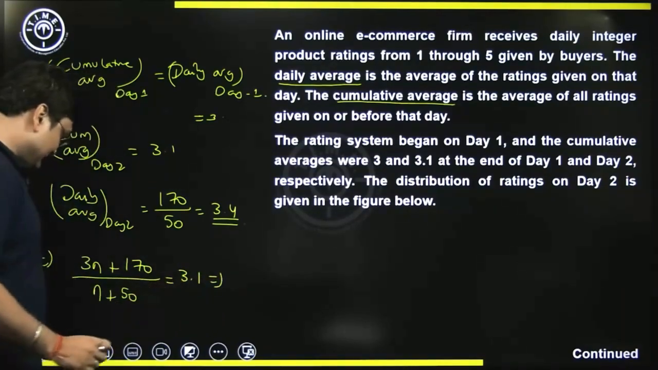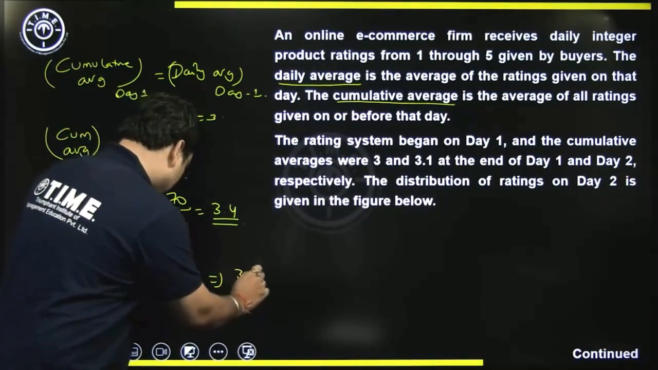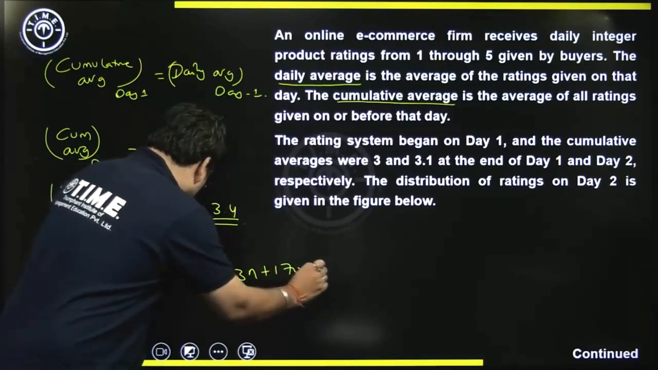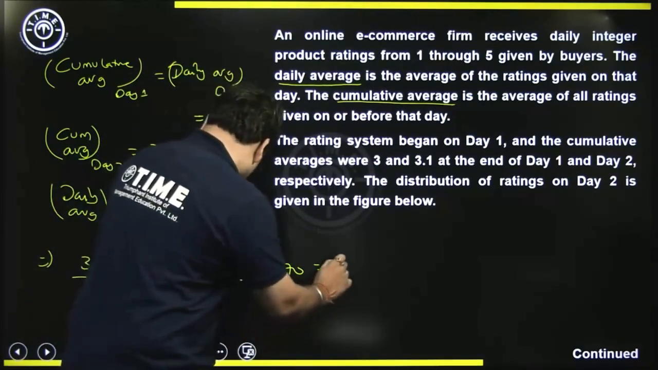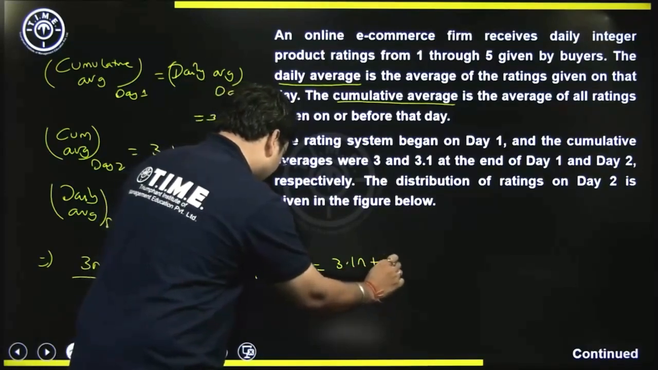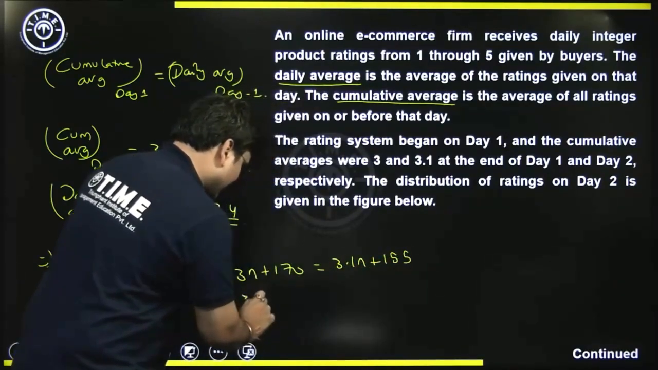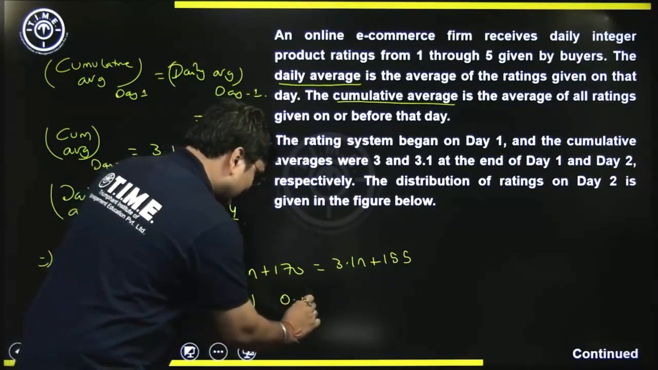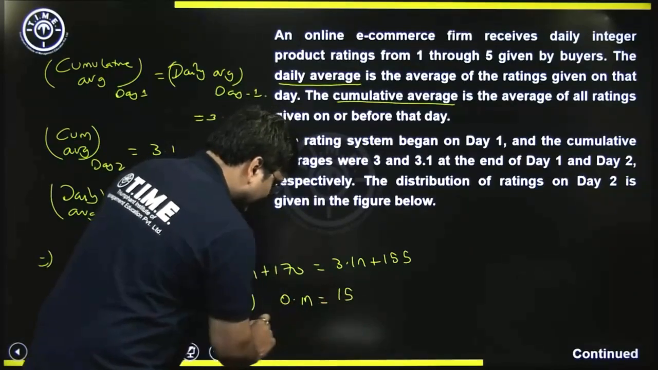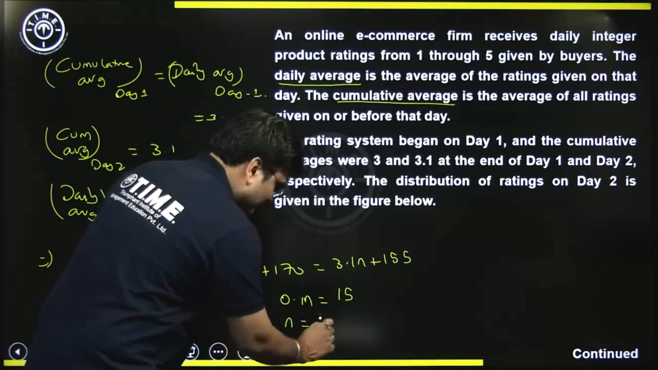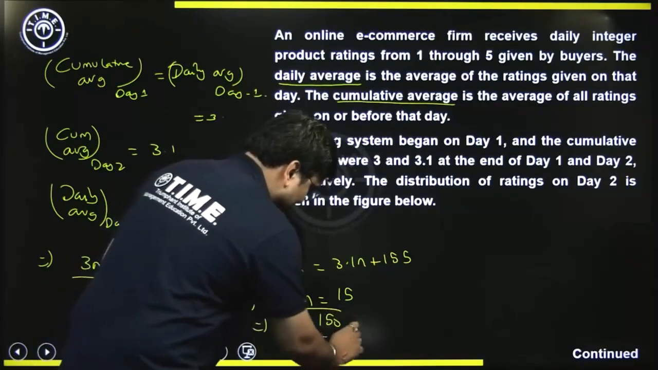So when you solve this, cross multiply and solve it, (3.1n plus 155). So we will get the value of 0.1 n as 15. So n, the number of buyers on day 1, will be 150.